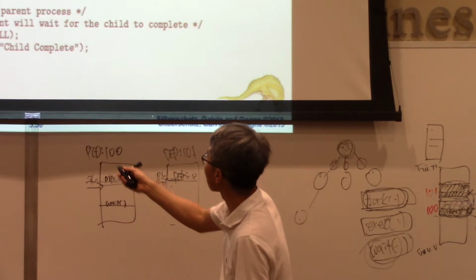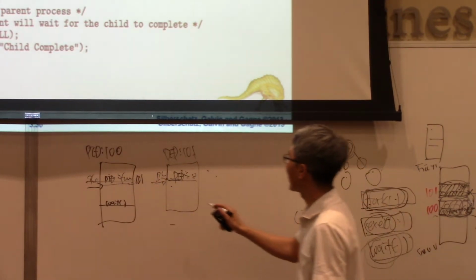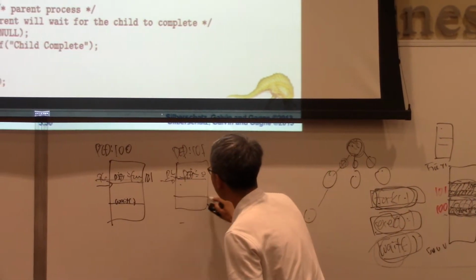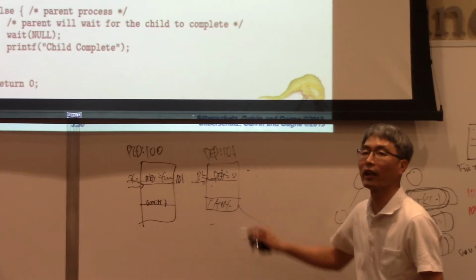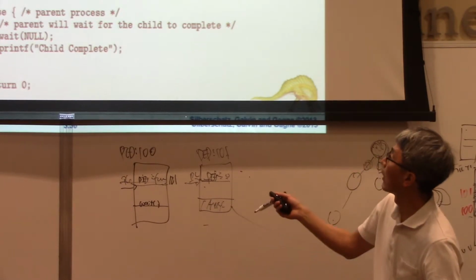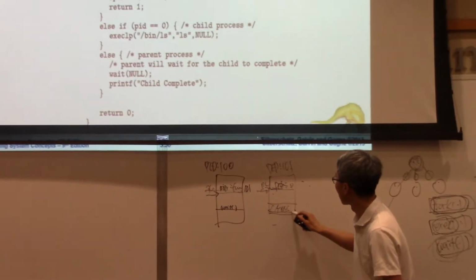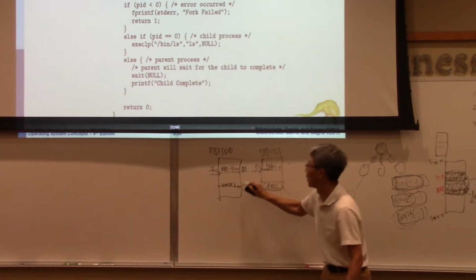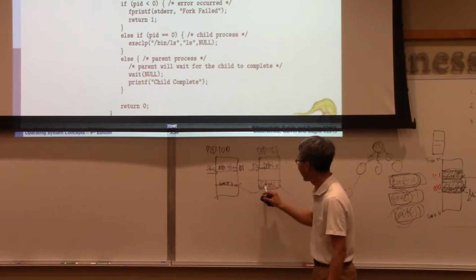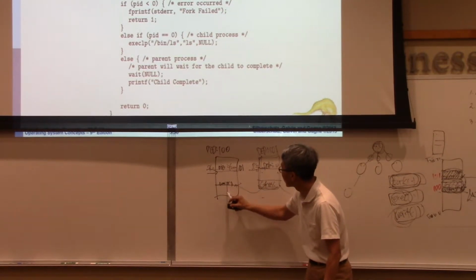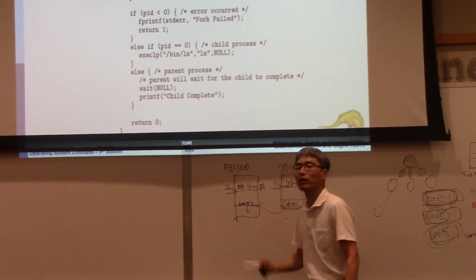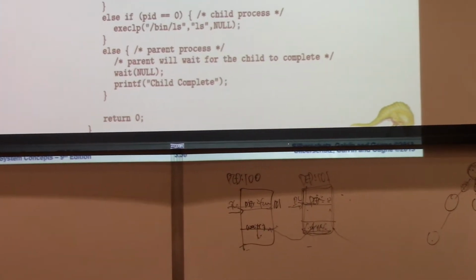So then this time we can do the EXEC. EXEC loads, this time the LS will be loaded into the text area. Then it will be a new process. Okay? Then once that is done, it terminates and sends a signal to whoever is waiting for the end of the child process, then it continues, and it returns 0. It's done. Okay? So this is how it works.